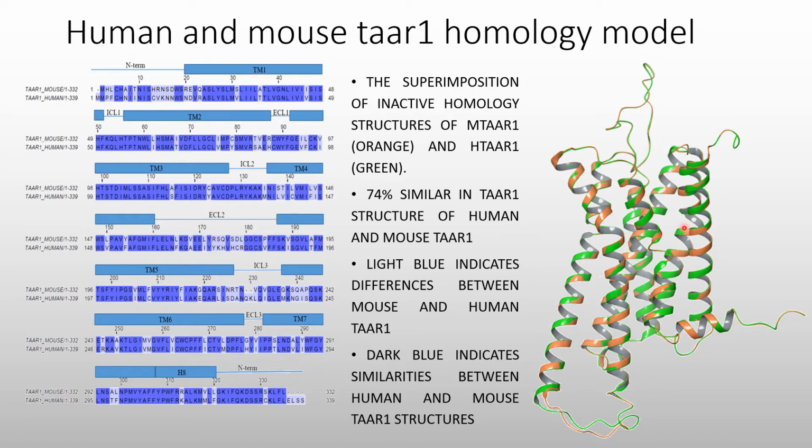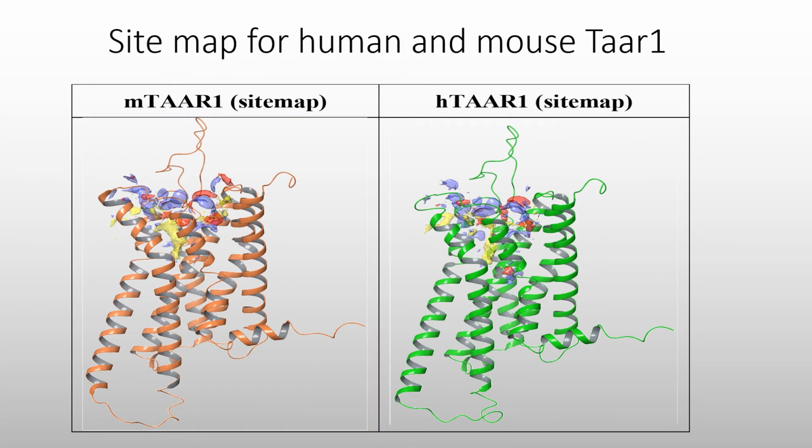And here is the ribbon representation for the human and mouse TAR1, with the human being the green ribbon and the mouse being the orange ribbon, with select differences in a few areas within the homology model. Since there's no crystal structure for the human and mouse TAR1, we had to create our own site map in order to identify the binding pocket of the TAR1 receptor, as indicated here.